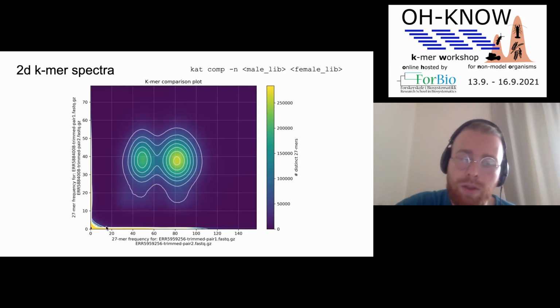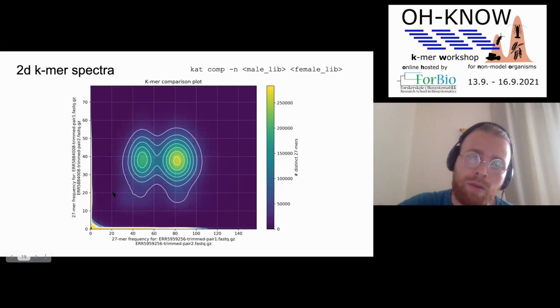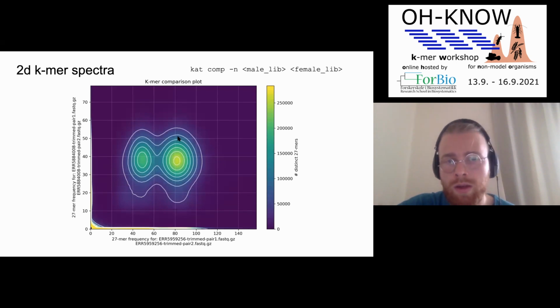That's my x-axis, I have a male here, and then I have a female on the y-axis. You see that the female has just one distribution. If there were no male, I would not see a separation of the two peaks. And this is done simply by a single command called cat-comp. So you already used cat-comp for comparing genome assemblies and sequencing libraries.